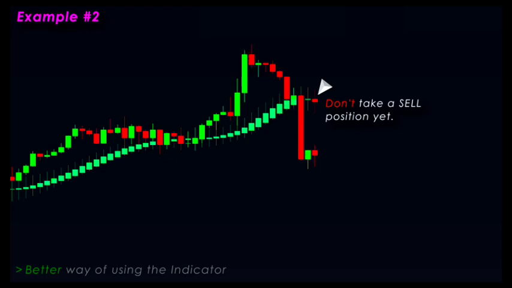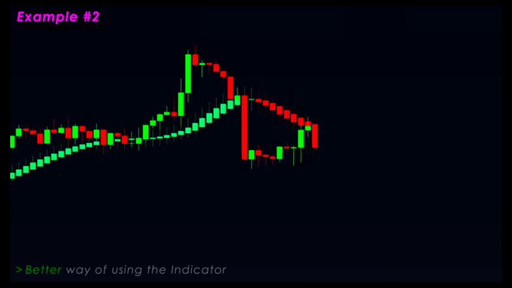Instead, we want to let the momentum settle down and wait for the price to make a pullback towards the indicator. And as you can see, price indeed made a pullback. Next, we have to further analyze the price action to further confirm that the price will actually reverse from this level and not continue upwards.